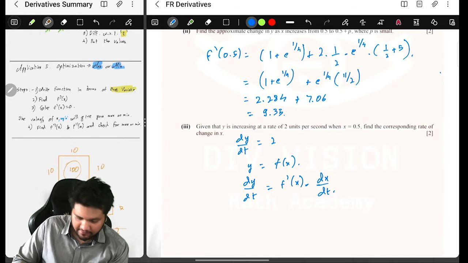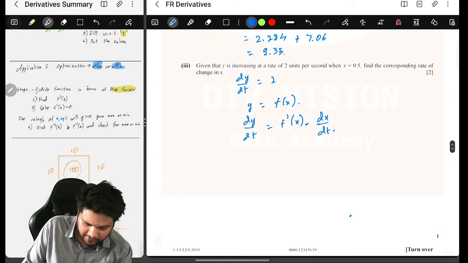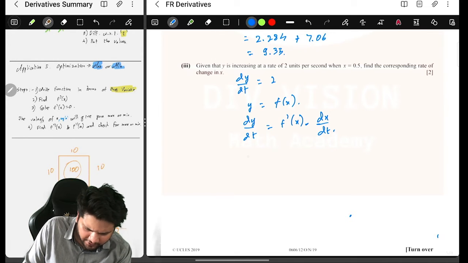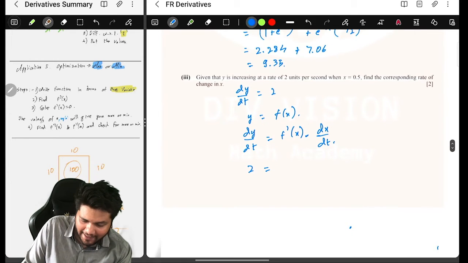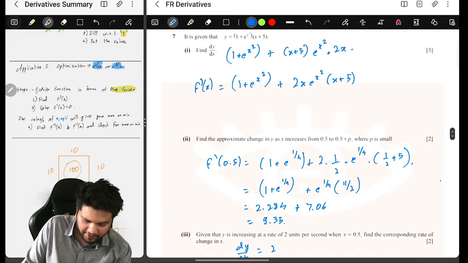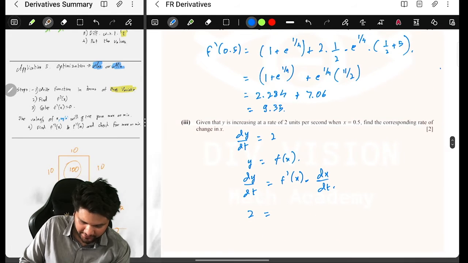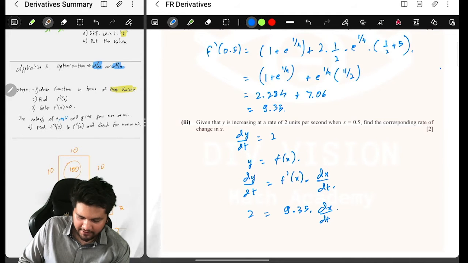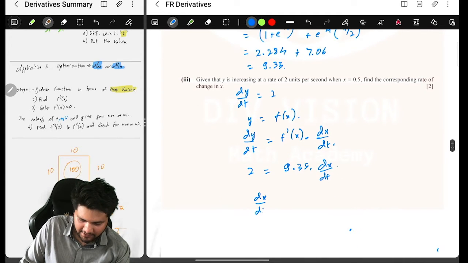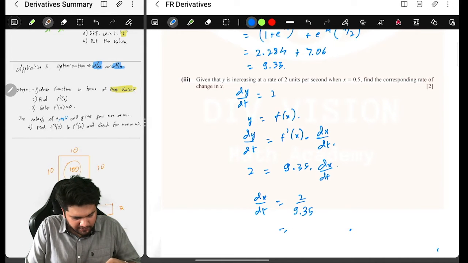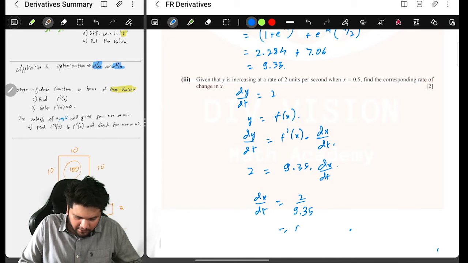In related rates we'll get it better when we solve the other question. So it's going to be f dash of x into dx by dt, like differentiating x with respect to t. And we already know this is nothing but 2 at x equal to 0.5, right? So we already know f dash of x. Again we are going to substitute 0.5, so we already know it is going to be 9.35. So it's going to be 9.35 into dx by dt, and all we need is this dx by dt. So dx by dt is going to be 2 by 9.35. Again we are going to use the calculator for this, to divide this, and we'll get 0.213 units per second.